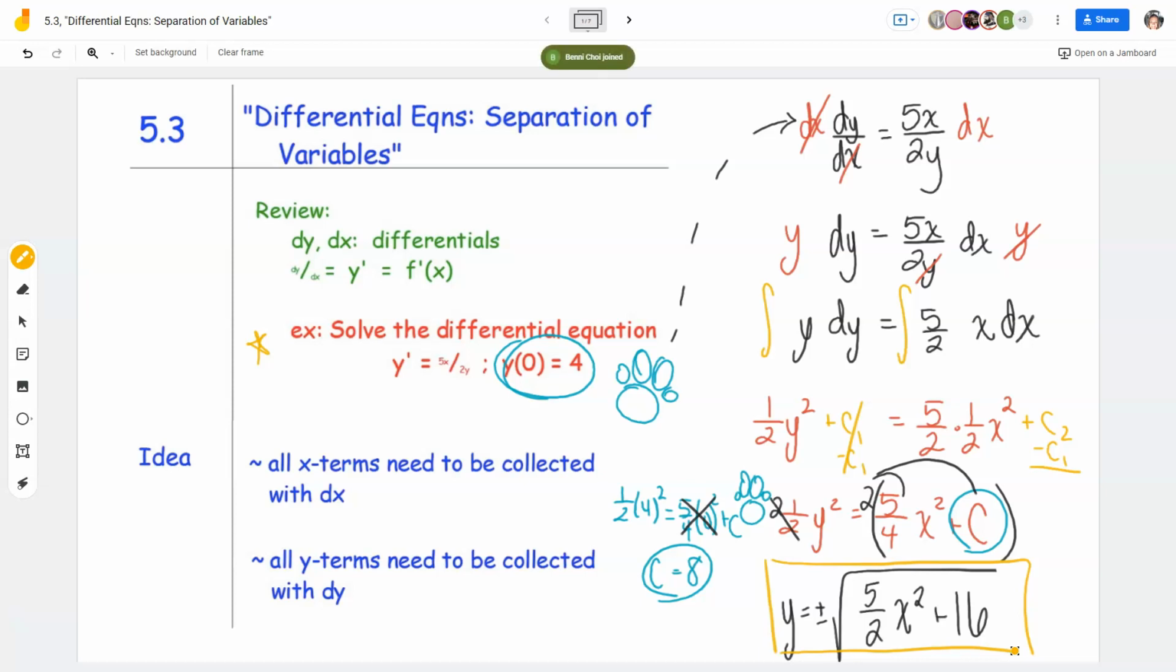Oh, because it was part of power rule. Y squared over 2 that I should put on top.